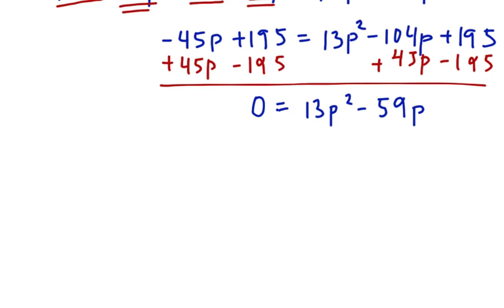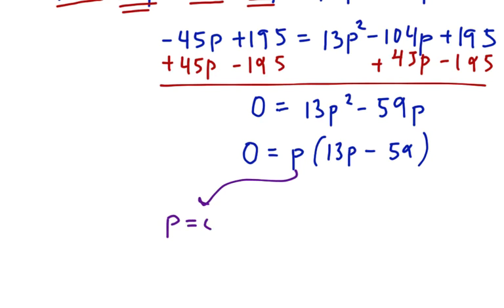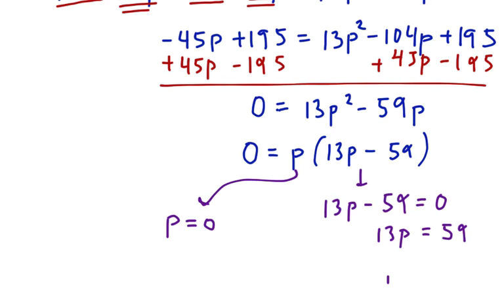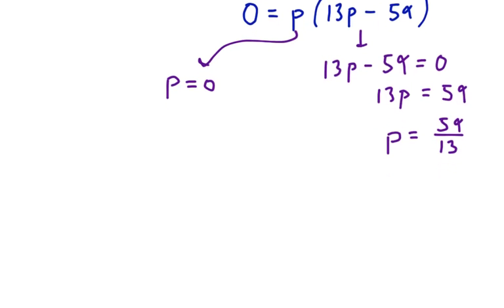So let's think about what we have here. This will factor. 13 and 59 don't actually share a common factor, but p squared and p do. So we can go ahead and factor out a p. That leaves us with 13p minus 59. At this point, either p is equal to 0, or 13p minus 59 is equal to 0. So we're using our zero factor property. That means 13p is equal to 59, which really means p is equal to 59/13. We already said those two numbers do not share a factor, so that is in reduced form. So we have two solutions that we're thinking we have to this equation.